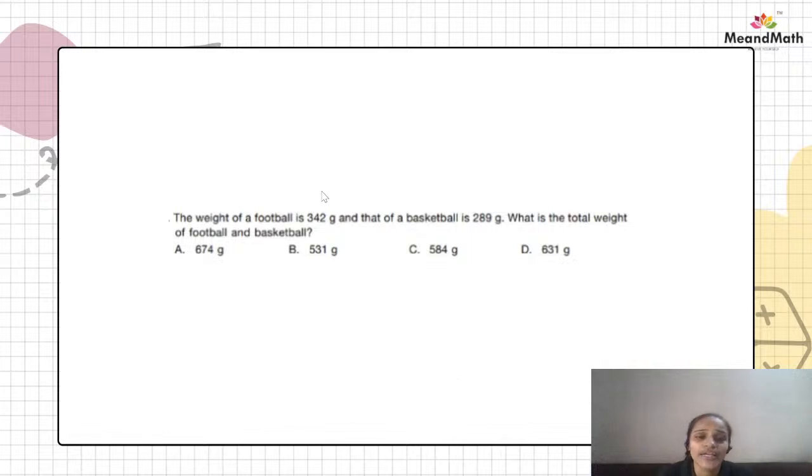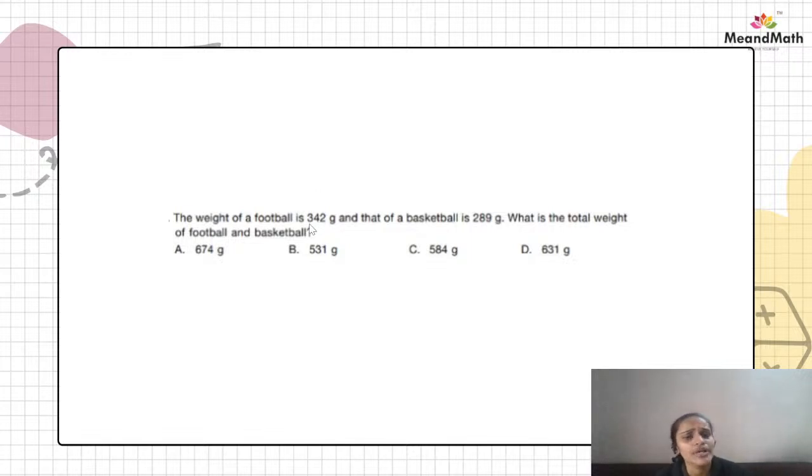The weight of a football is 342 grams and that of a basketball is 289 grams. So, what is the total weight of the football and the basketball? Oh my God, there cannot be a simpler question than this. All of these children who are very smart can definitely do this in a jiffy. Come on, in just 1 minute you will be able to answer this.